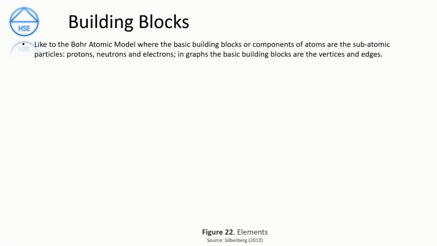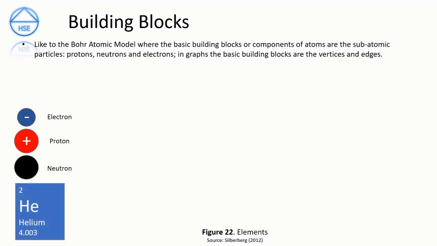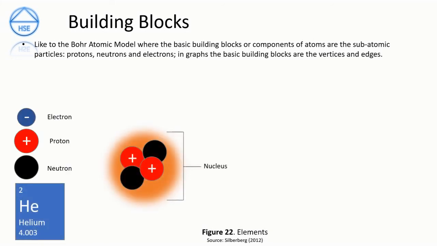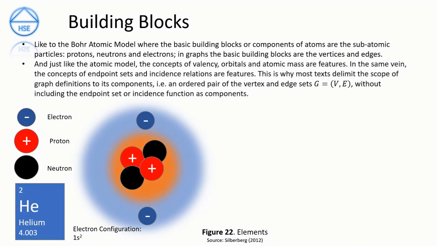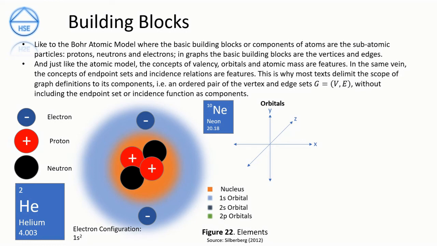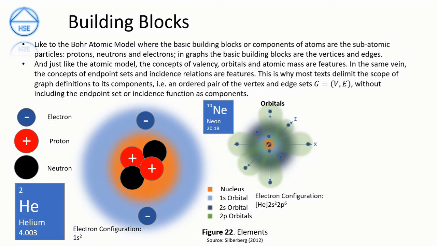Building blocks. Just as an interesting final perspective to the problem of what to include when defining a graph, I've included a brief look at the Bohr atomic model. Like the Bohr atomic model, where the basic building blocks or components of atoms are the subatomic particles being protons, neutrons, and electrons, in graphs, the basic building blocks are the vertices and edges. And just like the atomic model, the concepts of valency, orbitals, and atomic mass are features. In the same vein, the concepts of endpoint sets and incidence relations are features in graphs.